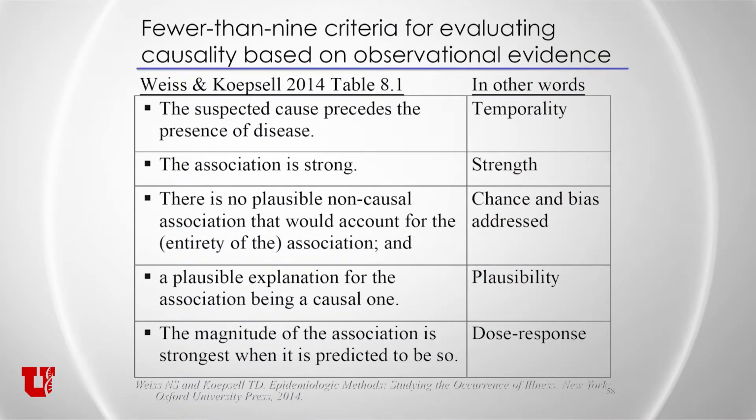So the 9 criteria seemed a little redundant to me, and your textbook for this course has a summary which is a little bit shorter, but the same concepts still keep coming up through the thinking of epidemiologists over the years. Is there temporality? Does cause precede disease? Is the association strong? Is there no possible non-causal association that would account for the association you observed? Is there a plausible explanation for the association being a causal one? And is the magnitude of the association strongest when it is predicted to be so?